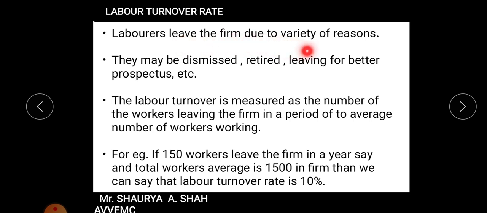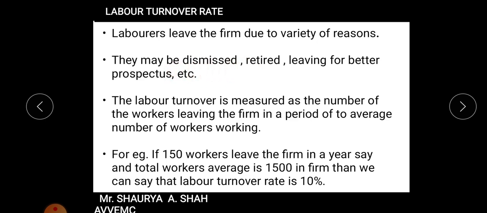Laborers leave the firm due to a variety of reasons, right? As you all know, no business firm or factory or company has laborers completely sticking to it over a period of years, right? There is a continuous change. Some laborers may be coming into the business, some laborers may go. This may be happening due to various kinds of reasons, and so on and so forth.